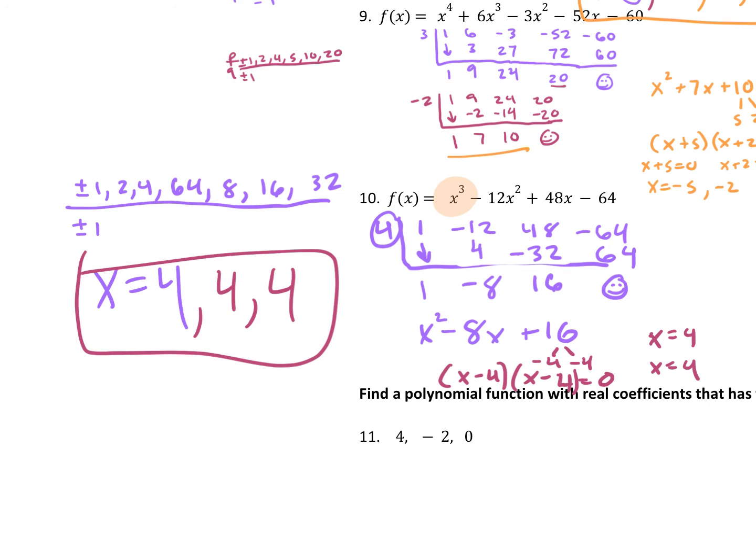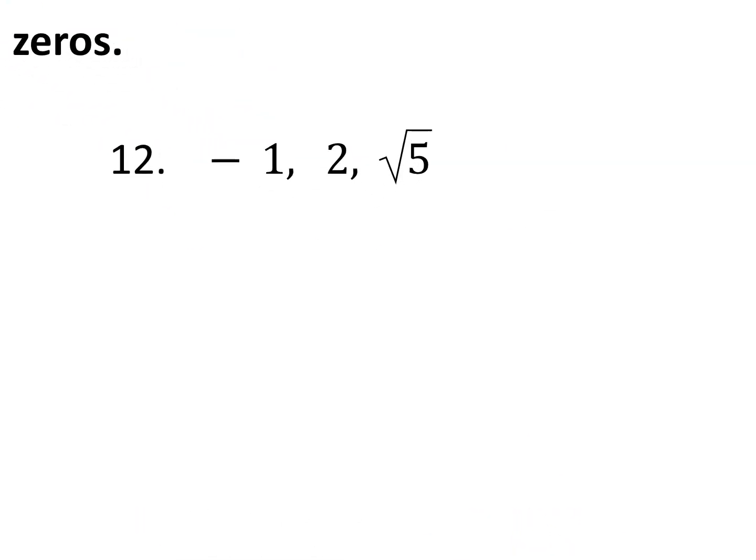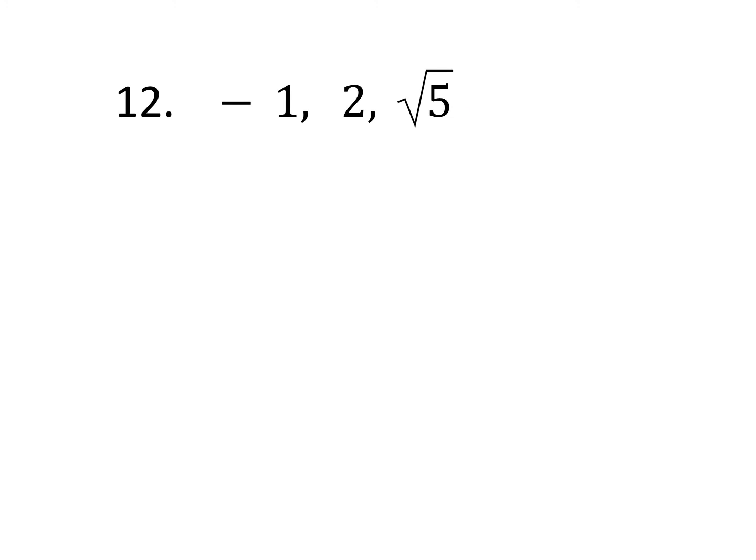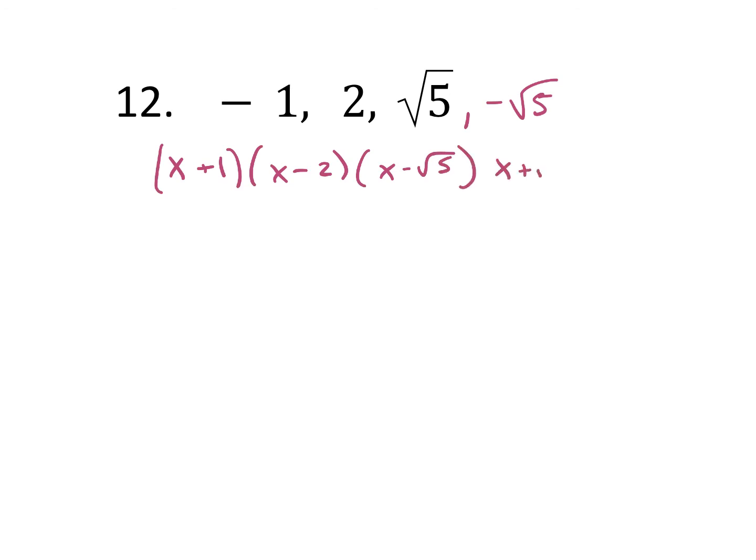All right, let's take a look at number 12. What am I missing? Negative square root 5. So I have x plus 1, x minus 2, x minus square root 5, x plus square root 5. I always like to start with my complex conjugates first. So this will be x squared minus, what's square root 5 times square root 5? What's the square root of 25? Just 5.